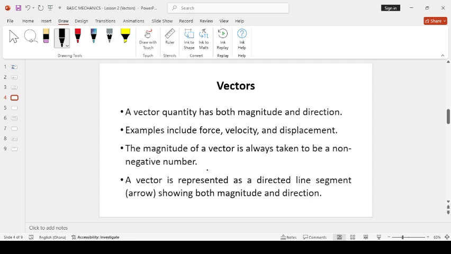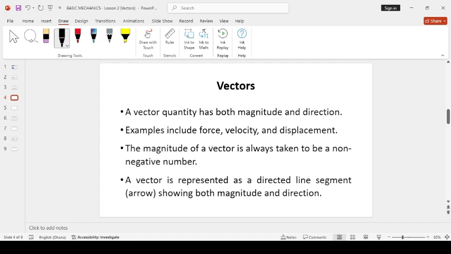If we include a negative value attached to a vector, then you might be describing the opposite direction, or direction in another sense. So for magnitude of vectors, we always assume or take it to be a non-negative number. Because most of the time, if you want to measure mass, you are getting a positive number. If you want to measure time, you are getting a positive number. If you want to measure the amount of substance, you are getting a positive number. So we often take the magnitude of a vector to always be a non-negative number, which means only positive numbers.